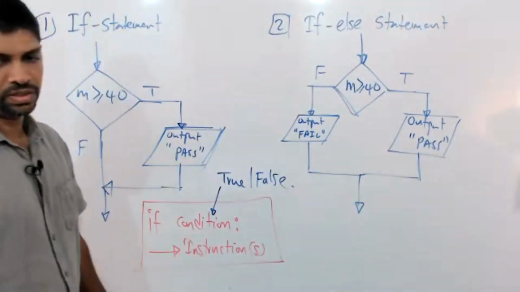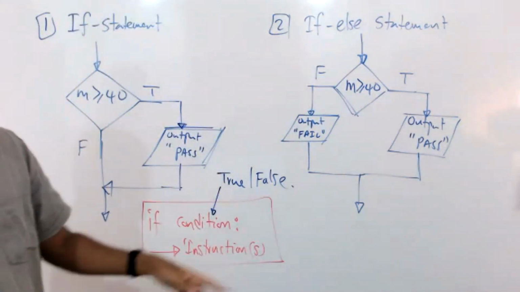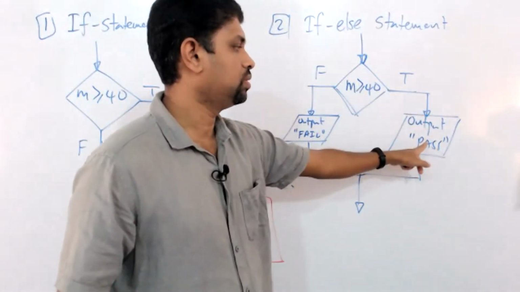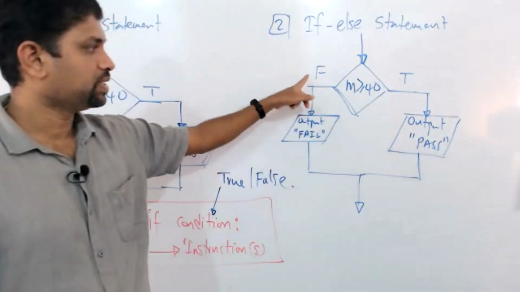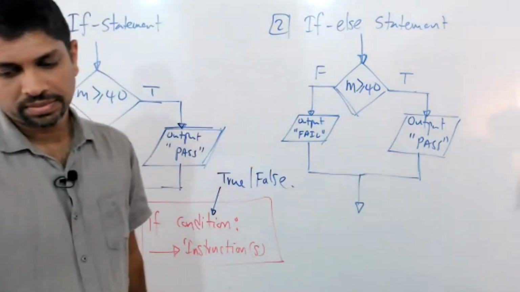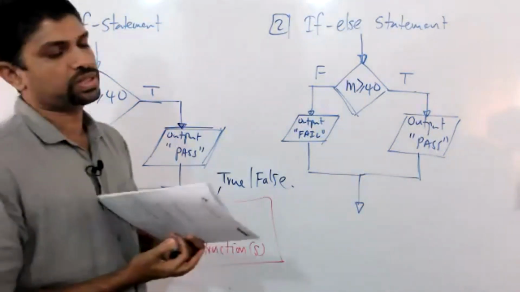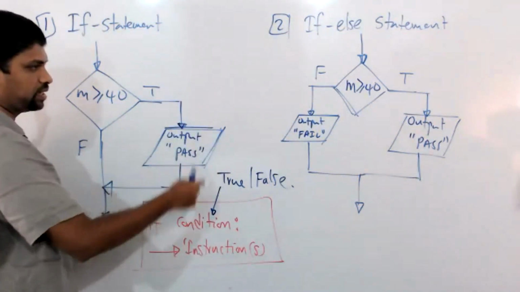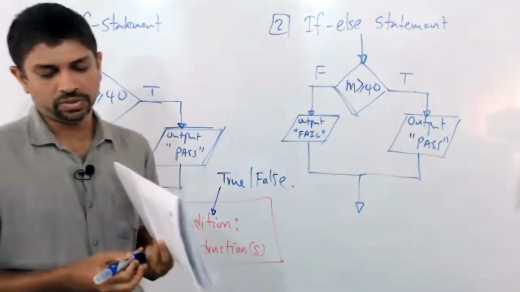Okay, so this is the suitable flow chart for the if-else statement. If m is greater than 40, if it is true, go through the pass, in other words, select the pass command. Otherwise, select the fail command. So one of these two is selected depending on the condition. Selection, right? If there is one option, we take if. If one has to be chosen out of two options, we use if else.